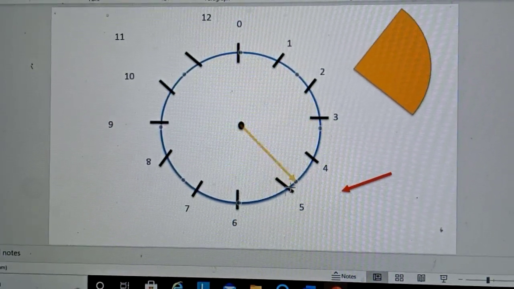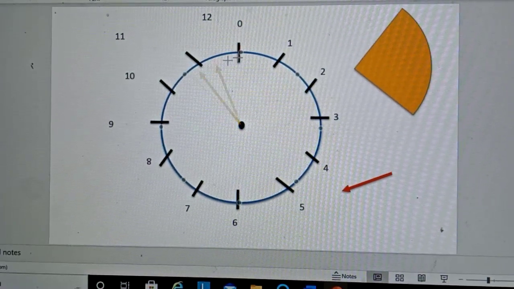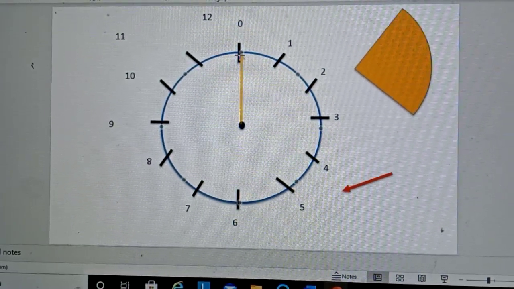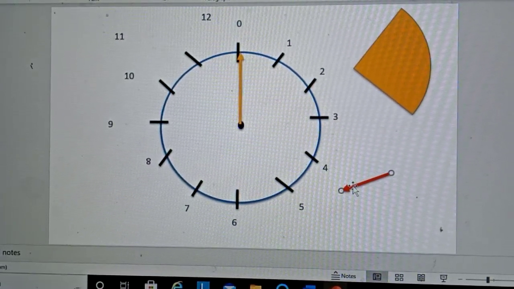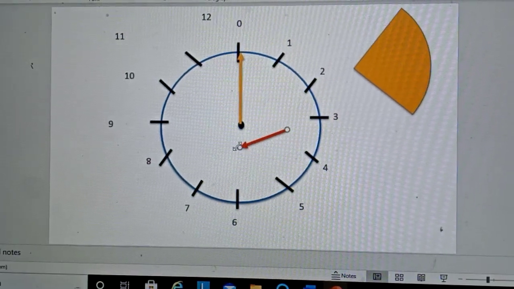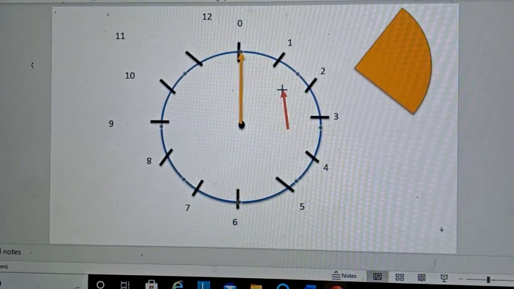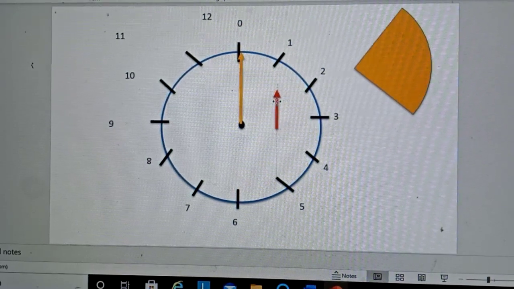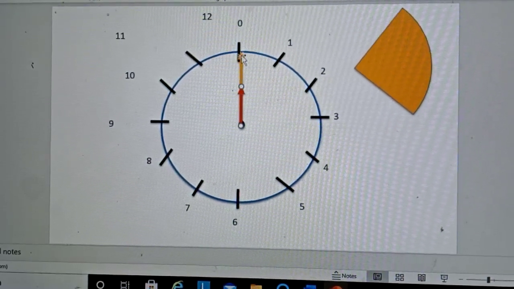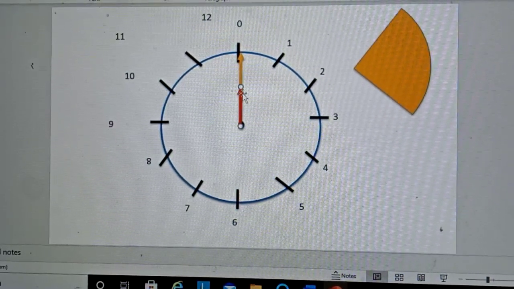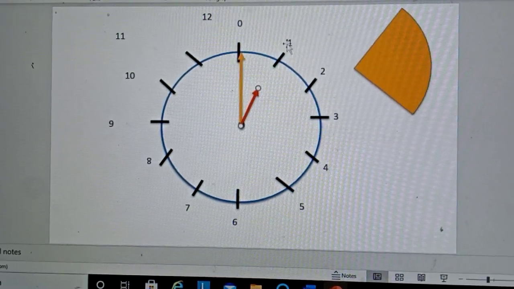If we kept on going round and round and round, I would lose track of how many times I've been round. So this is where the hour hand comes in. The hour hand is much shorter. It doesn't tickle the outside. In fact, the hour hand talks to the numbers. So the minute hand talks to the intervals, and the hour hand talks to the numbers.